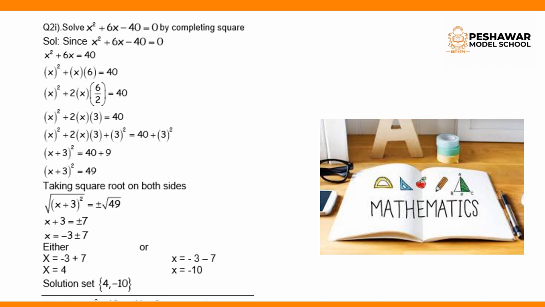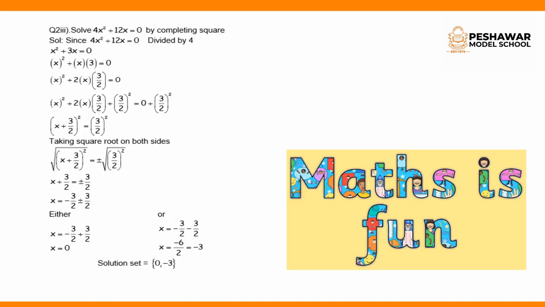These are the two roots of the quadratic equation that we have found with the help of the completing square method. Now we can have another example, that is 4x square plus 12x is equals to 0, and we have to solve it with the help of completing square.